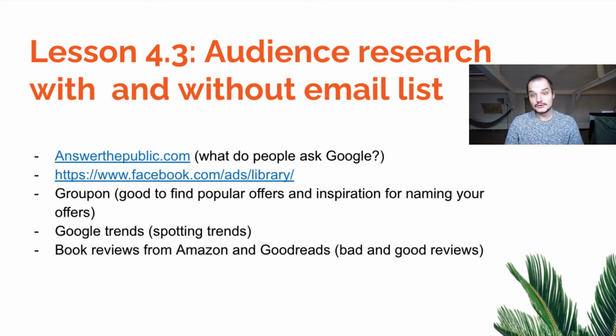Also you can go on goodreads.com, which is like an IMDb for books. You can look at good reviews and bad reviews. You can do the same for Amazon. And then you can look for patterns. For example, what are some patterns that you can see from the bad reviews?